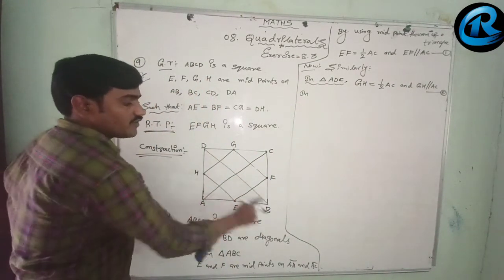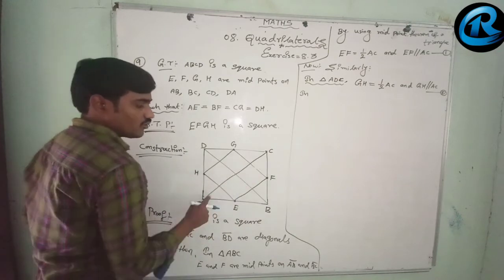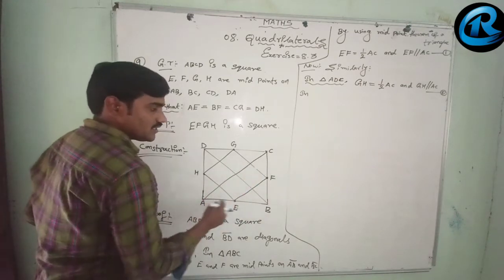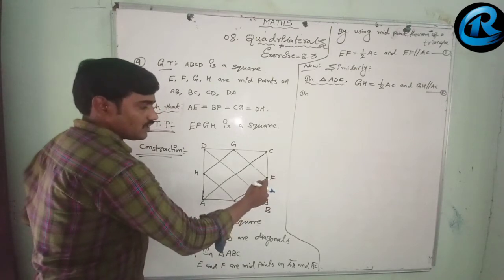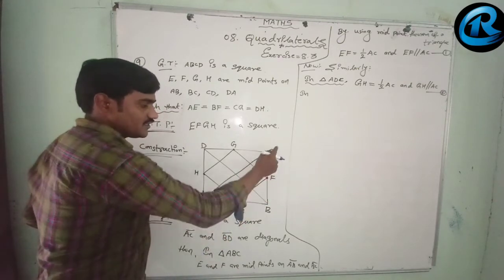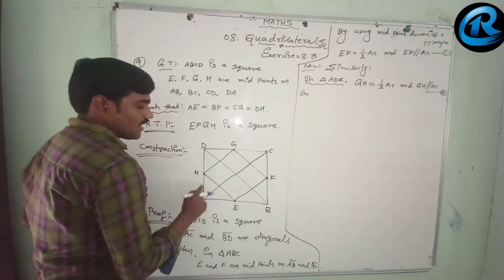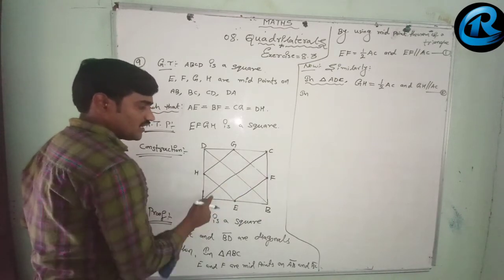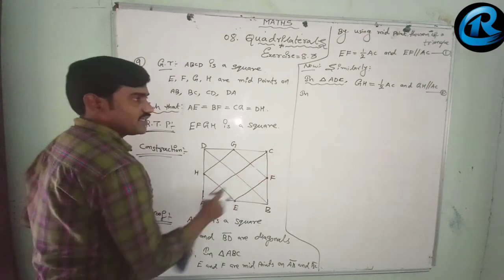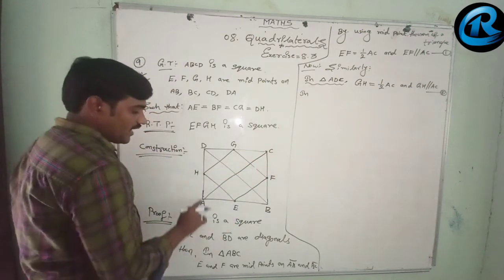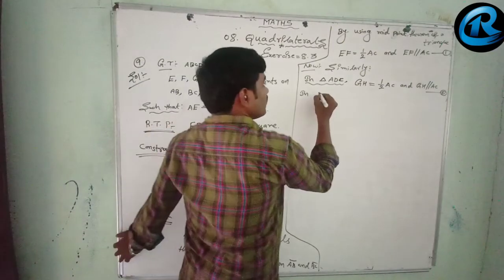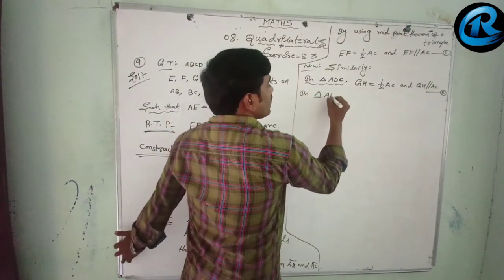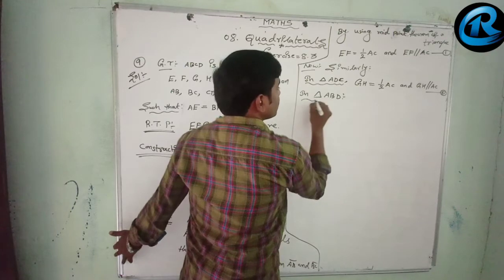Now what do we take? Now we'll take the diagonal AC. Taking ABC with diagonal AC, EF is parallel to AC and EF is 1/2 of AC. And GH is parallel to AC and GH is half of the AC. Now in triangle ABD, we'll get the BD diagonal.